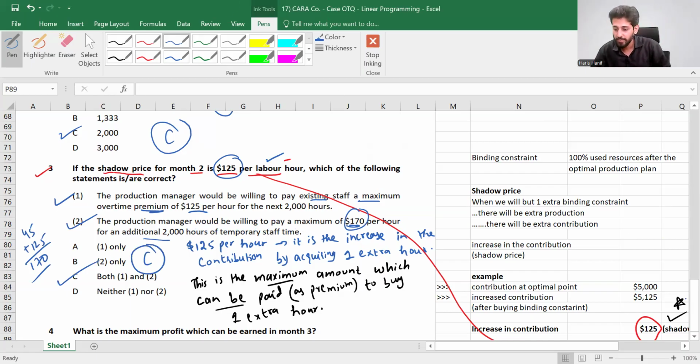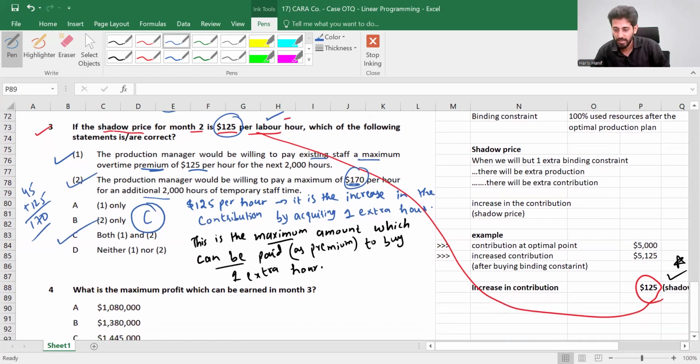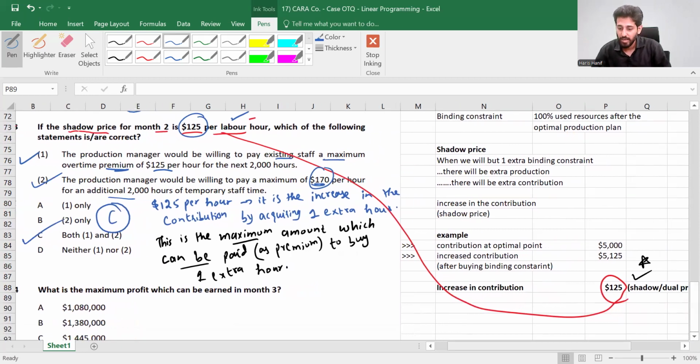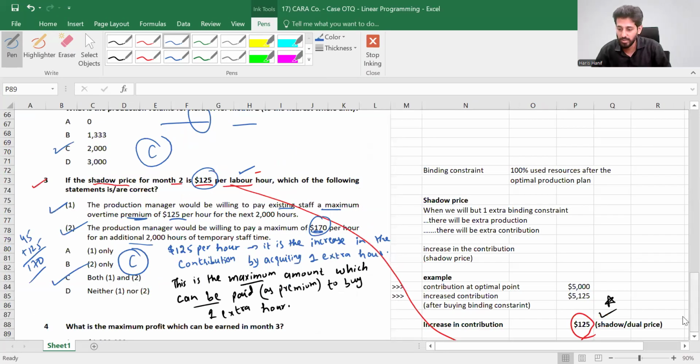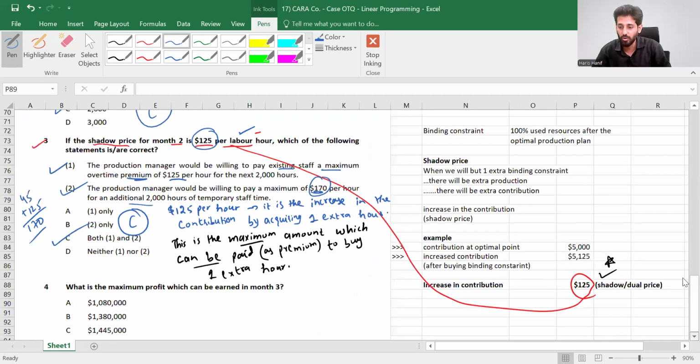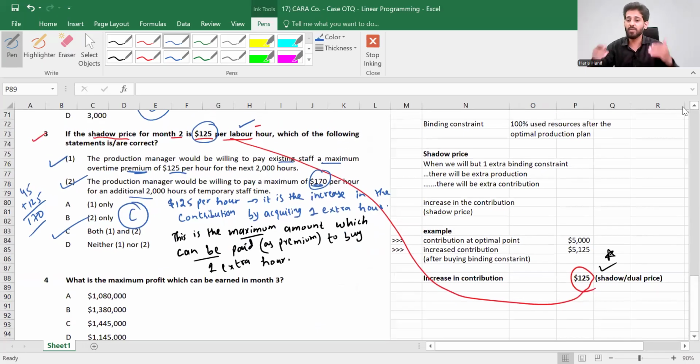So please note that, what exactly is the shadow price? The shadow price is the increase in contribution by purchasing one additional unit of the binding constraint. So for that, you need to have the background knowledge of the binding constraint, what is this and what is not, right? So this is my MCQ number 3. Good.